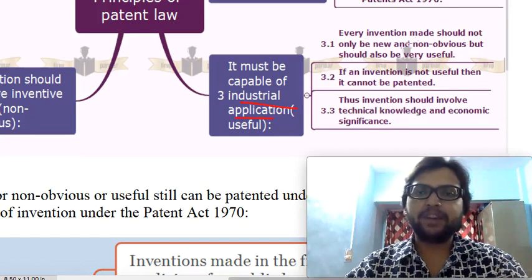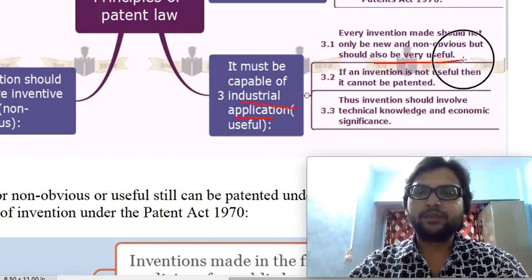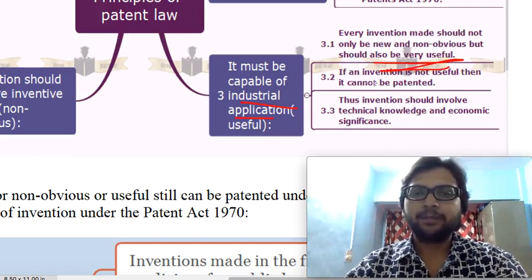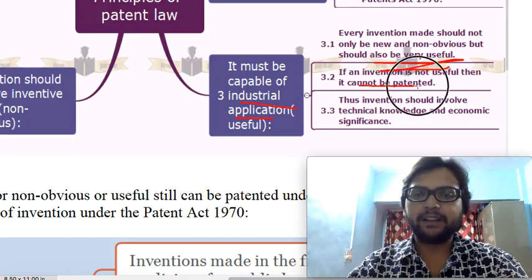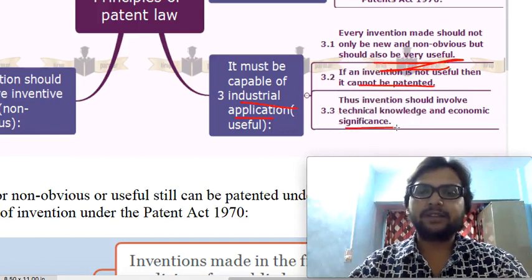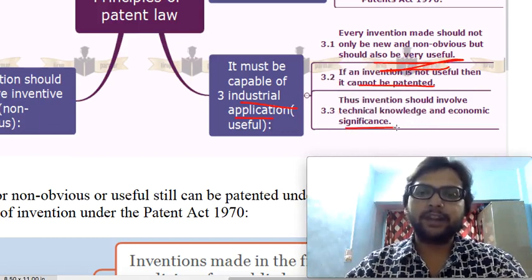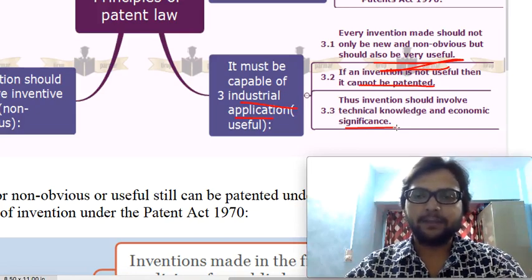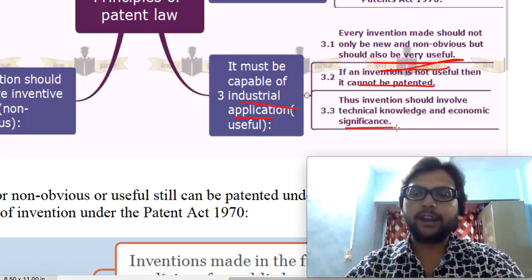Every invention made should not only be new and non-obvious, but should be very useful. This is the most important part. If an invention is not useful, then it cannot be patented. This is again the most important point. Thus, an invention should involve technical knowledge and economic significance. If you have invented some idea, but that idea is of a kind which we cannot use anywhere, then what is the use of providing it a patent?